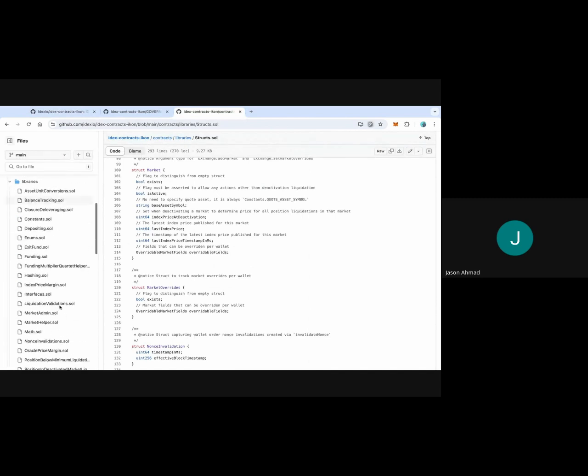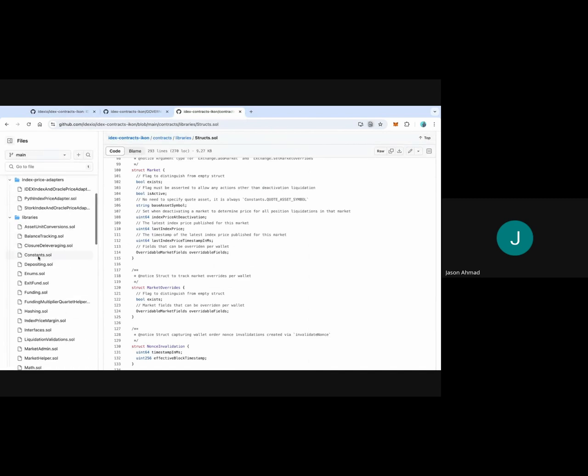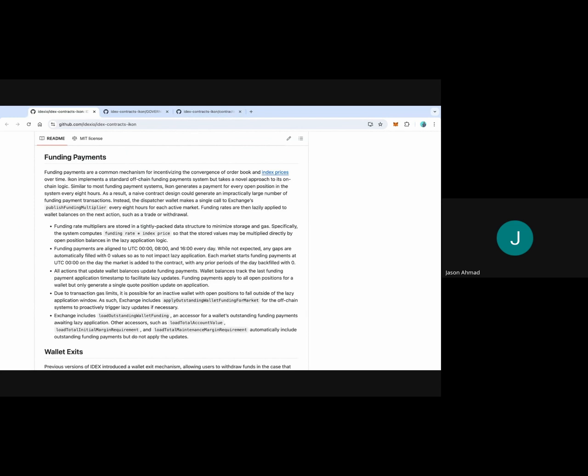Funding payments, again, are another classic part of a perpetuals exchange design. As I mentioned, index price and order book price can diverge within a perpetuals exchange. And the funding payment mechanism is what brings those back in line. Essentially, every period, in our case, every 8 hours, there is a calculation done about the relative skew between the order book and index price, and then longs pay shorts or shorts pay longs to essentially incentivize bringing those prices back in line.